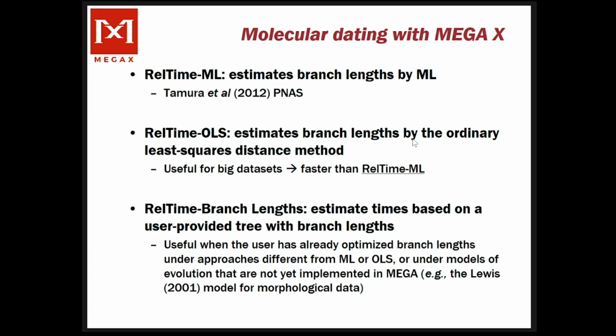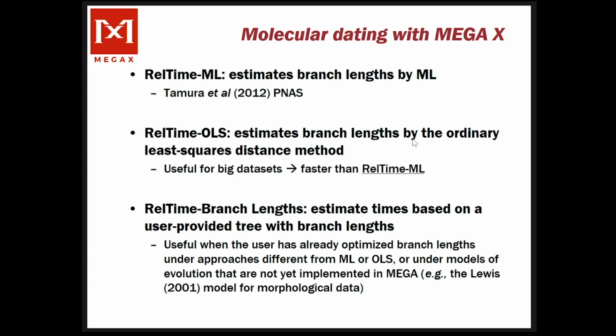For instance, the Lewis model for morphological data, which means that if you have a phylogenetic tree that was estimated with a morphological matrix, you can readily import that to Mega and estimate divergence times based on a morphological tree. But usually you are the most used option, actually.